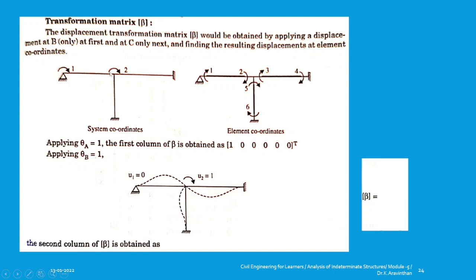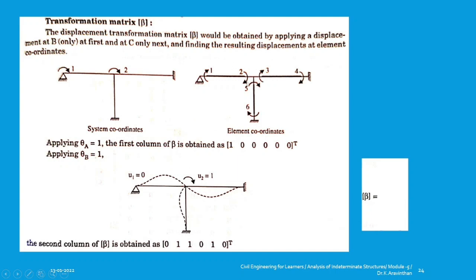Now you apply a unit moment at the joint B. So how many members are connected with joint B? That is the node 2, 3 and 5. So these 3 nodes will have 1 and the rest of the nodes will have 0. Okay. Now if you write the transformation matrix, node 1 is 0, node 2 and 3 are 1 and 1, and node 4 is 0, node 5 is 1 and node 6 is 0. This is the way to take the transformation matrix.